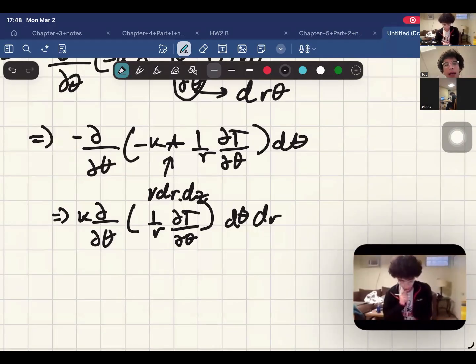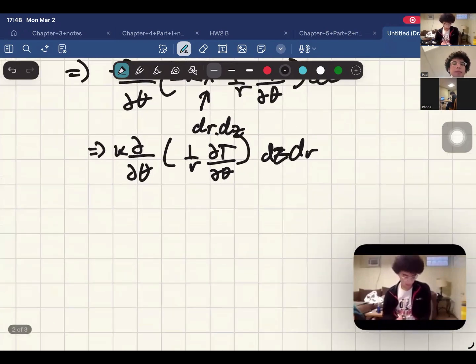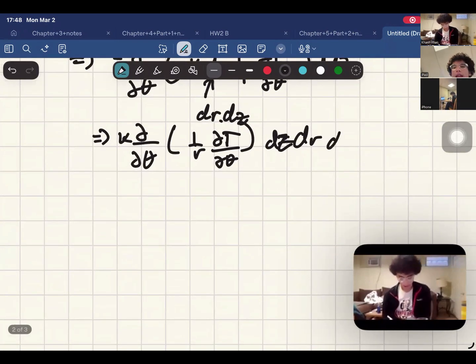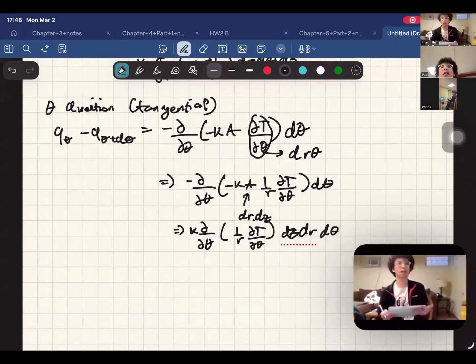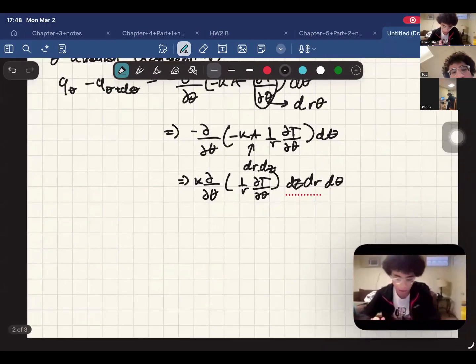actually, I think I made a mistake. So this one is just simply dr and dz. I'm sorry for that. I was like, something's not right. But anyways, and then we have d theta. So now we're going to write it in a big equation, the energy balance equation.